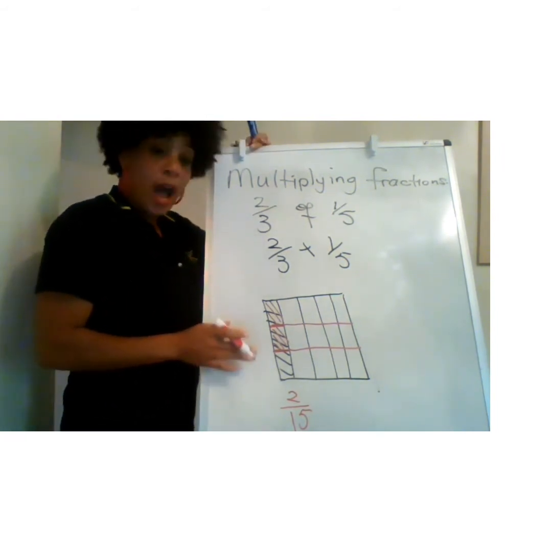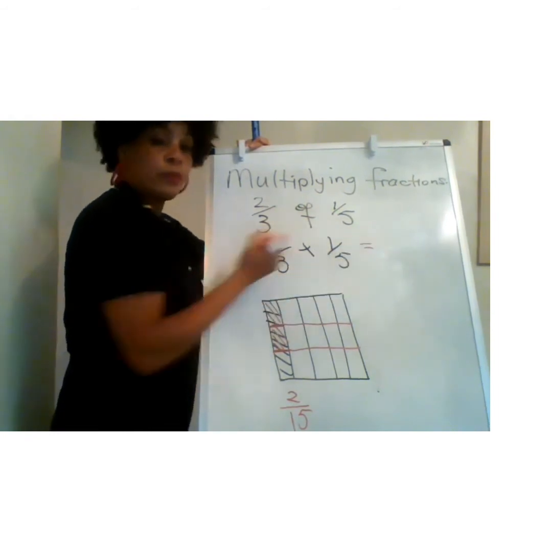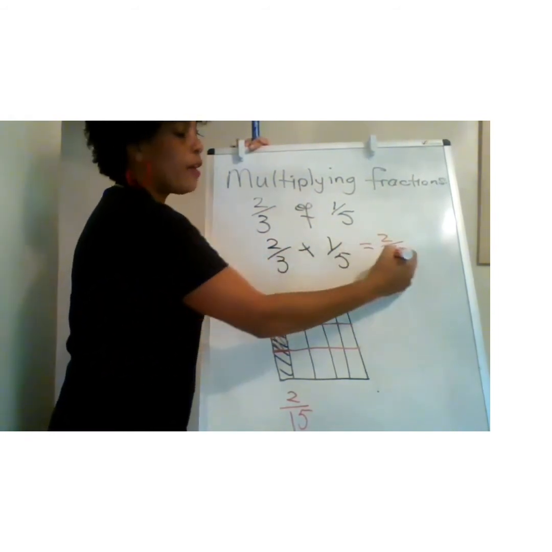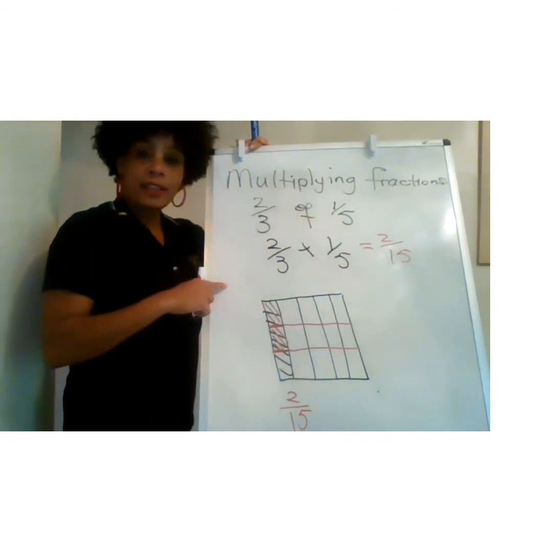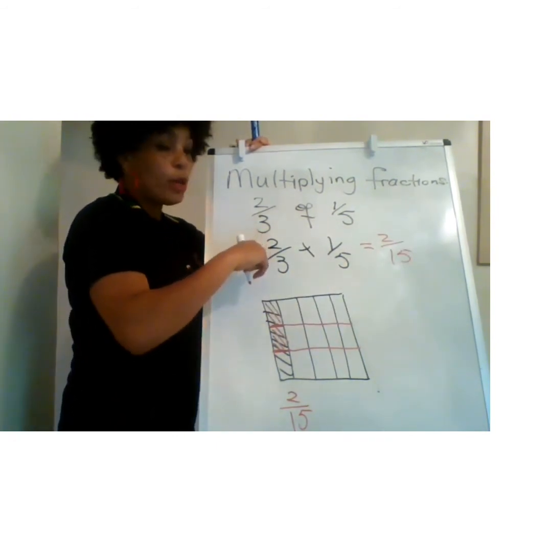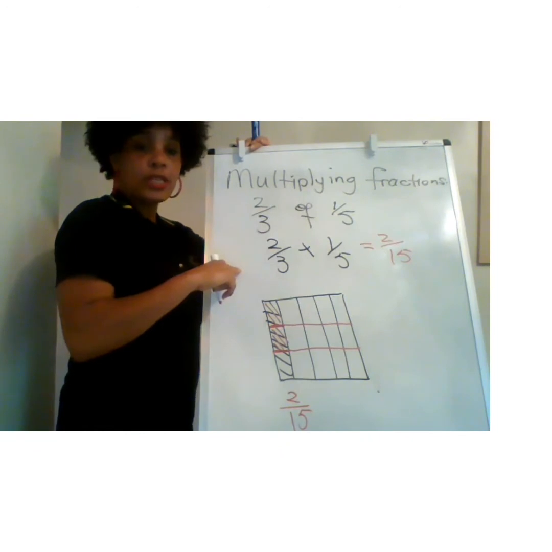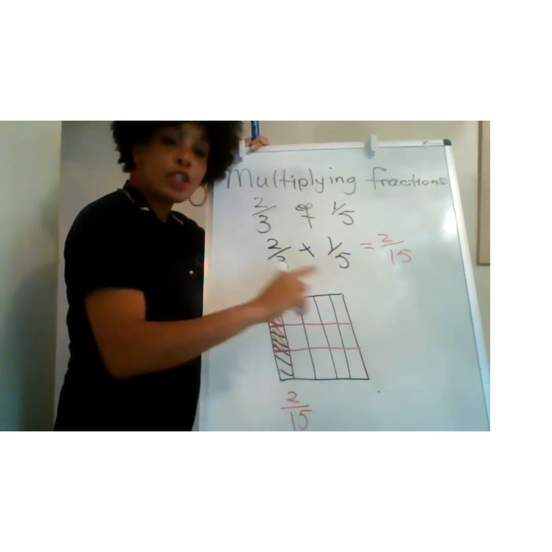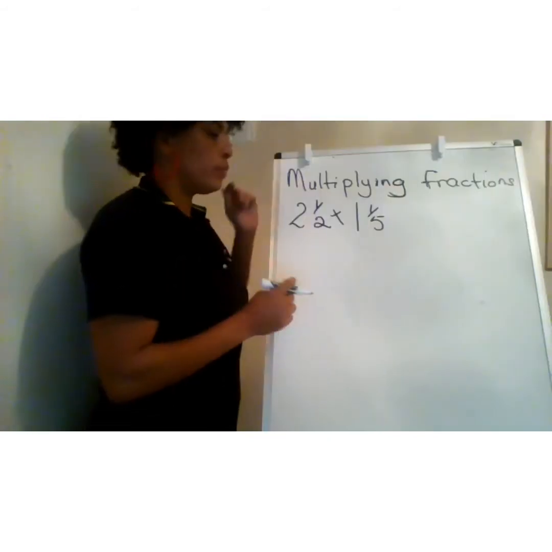Without drawing the shape, how do we do that? 2 times 1 is 2. 3 times 5 is 15. So again, to multiply fractions, we multiply the numerator by the numerator and the denominator by the denominator. And this would give you a picture of what is going on.